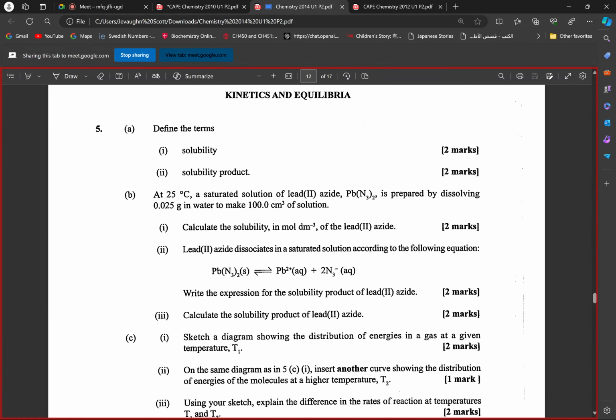What is the solubility product? The solubility product is the product of the concentration of the aqueous ions formed when a sparingly soluble ionic substance dissolves in water. So it's the concentration of the ions in solution of a sparingly soluble salt, which dissolves somewhat in water. Or you could speak about it as the equilibrium constant.